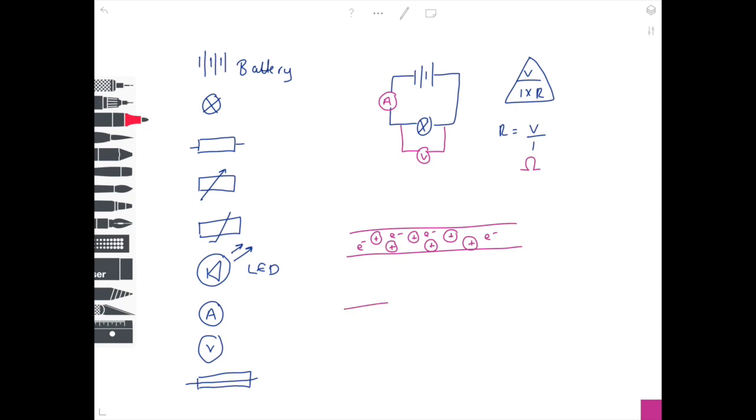Do notice, however, that thermistors behave differently. As temperature increases, a thermistor's resistance decreases, and that's because it's not actually made out of a metal. You don't need to know why, but do remember that as the temperature increases, the resistance decreases.